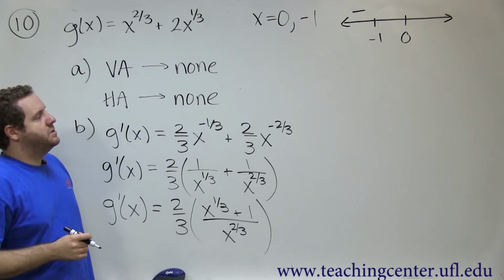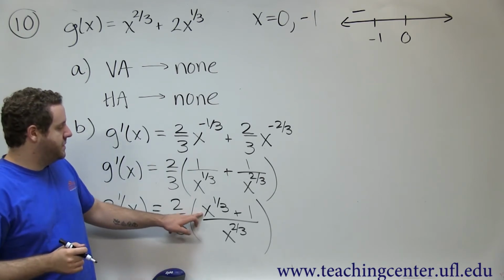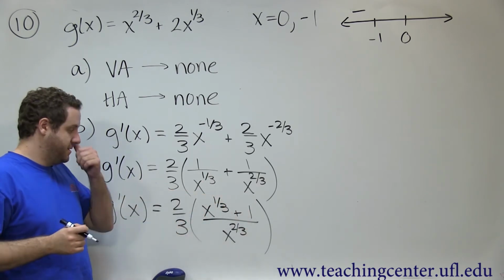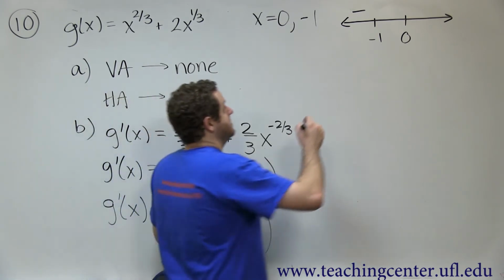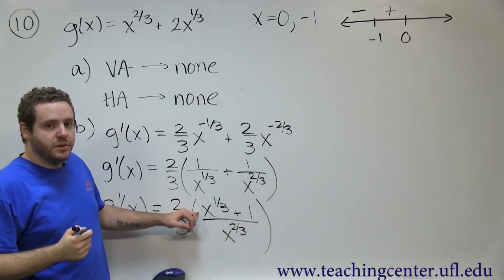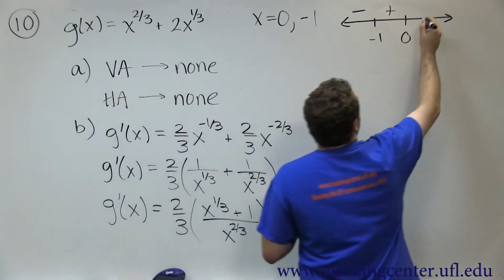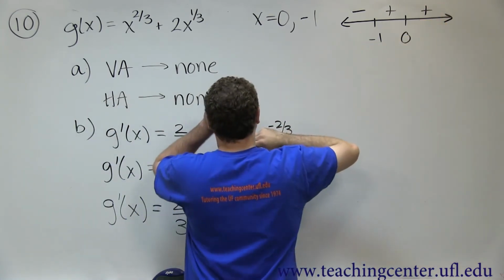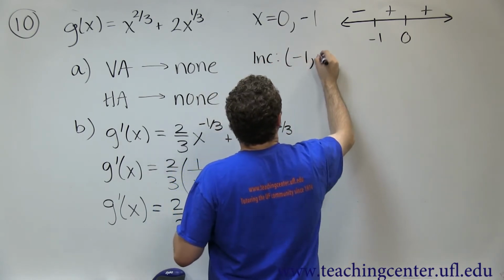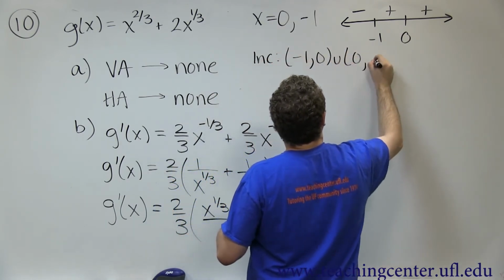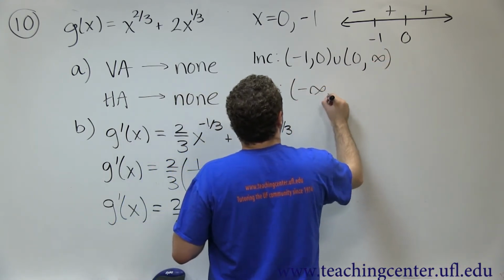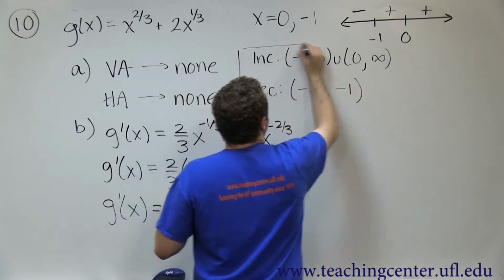If I plug in something in between 0 and 1, this will be smaller in magnitude, so the plus 1 will make it positive. Again, the denominator is always positive. And if I plug in something positive, then clearly this numerator is positive. So here I have my intervals of increase and decrease. It's increasing from negative 1 to 0 and 0 to infinity. It's decreasing from negative infinity to negative 1.